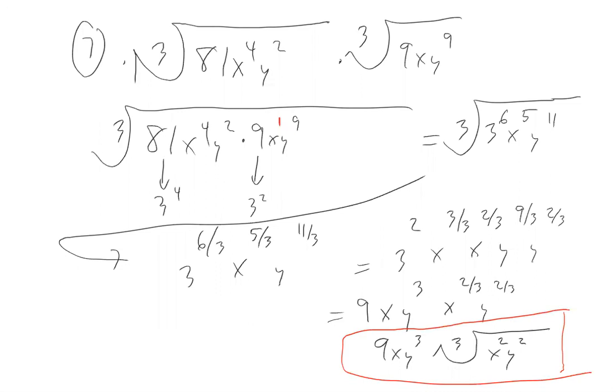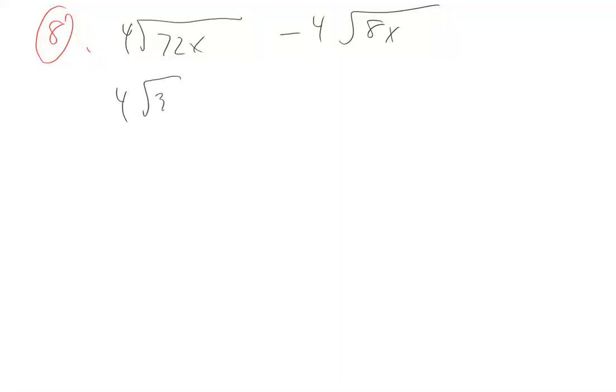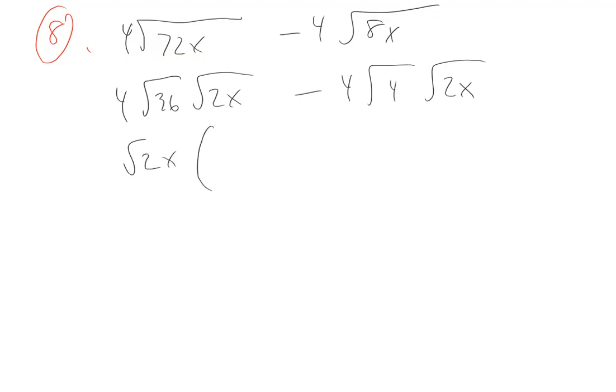Now let's try number 8. 4 square root of 72x minus 4 square root of 8x. So square root of 72 is 36 times 2, so 4 square root of 36 square root of 2x minus 4 square root of 4 square root of 2x. So both of them I broke apart, but the square root of 36 is easy to do. However, first let me factor out the square root of 2x.